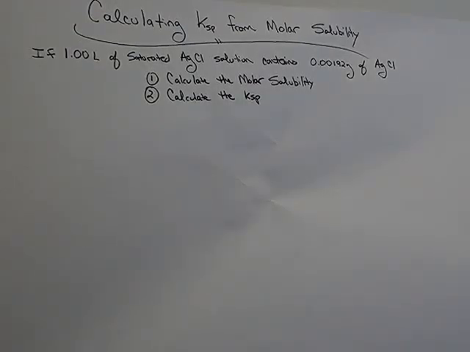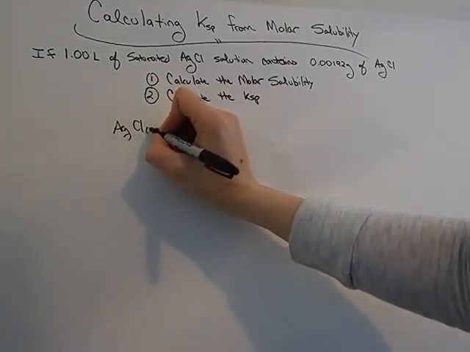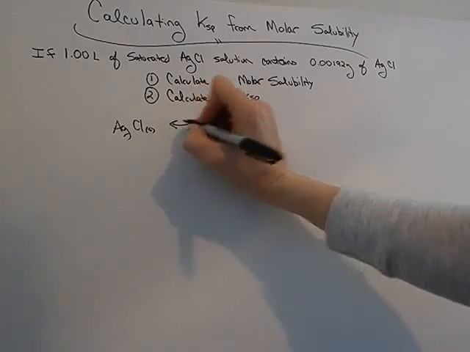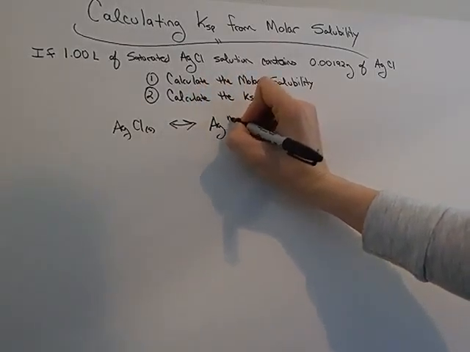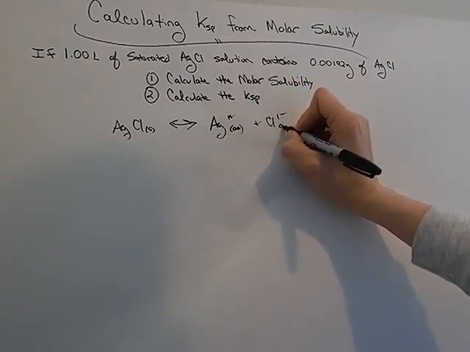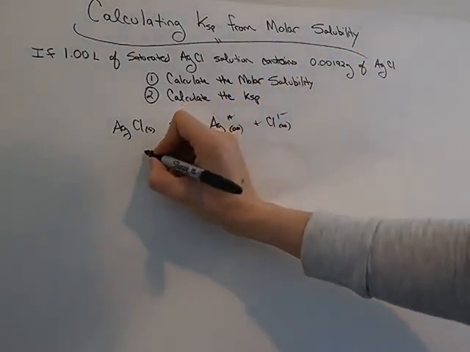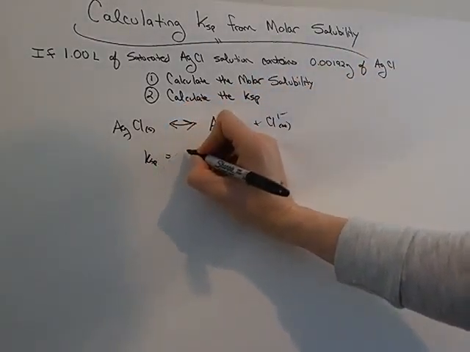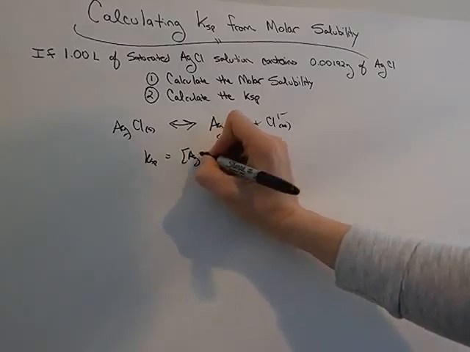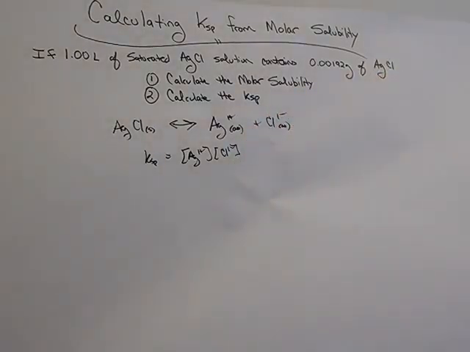So let's get started. First and foremost, we always write out the KSP equilibrium. So in this case, AgCl solid is in equilibrium with Ag1+ and Cl1-. And from that also we can write the KSP expression. So it will be the concentration of Ag times the concentration of Cl.